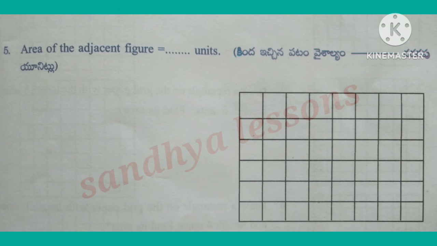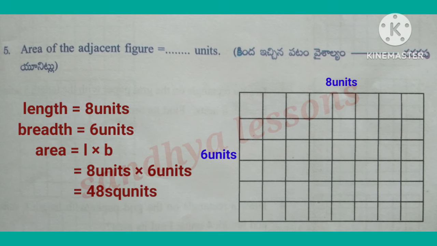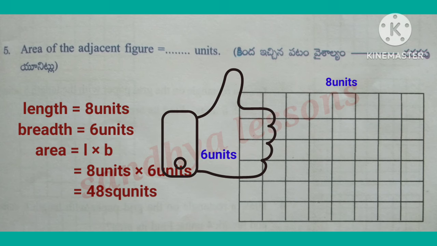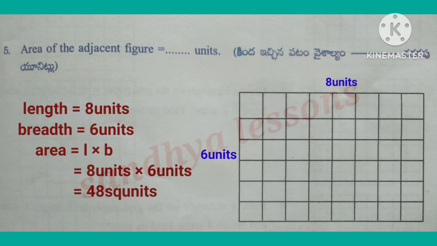Fifth problem, area of the adjacent figure is equal to? Solution, length is equal to 8 units. Breadth is equal to 6 units. Therefore, area is equal to length into breadth, which is equal to 8 units into 6 units. That is equal to 48 square units. So, area of the adjacent figure is equal to 48 square units.